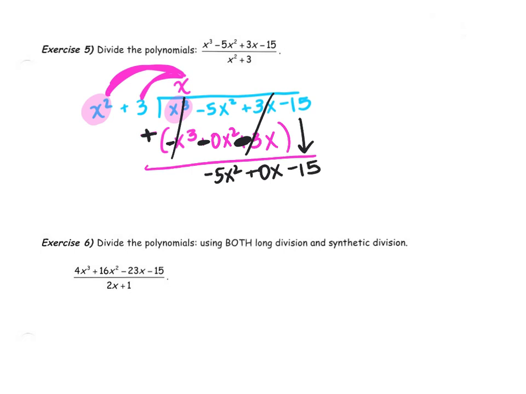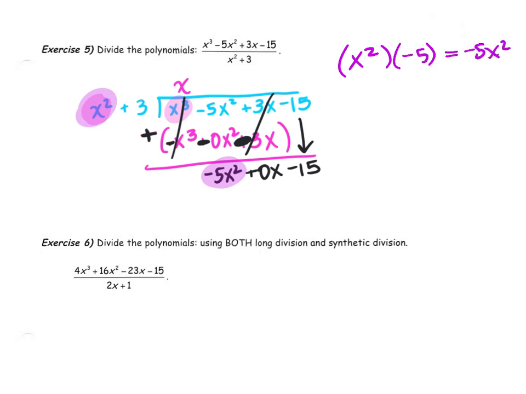And again, we want to see. Let me erase this so we can now do our distribution again. So we want to see, x squared times what gets me to negative 5x squared? Negative 5x. Oh, sorry, negative 5. Right? Just negative 5. So we're going to multiply everything back by this negative 5. So negative 5 times x squared, we always subtract out. We said that's negative 5x squared. And negative 5 times 3 is negative 15.